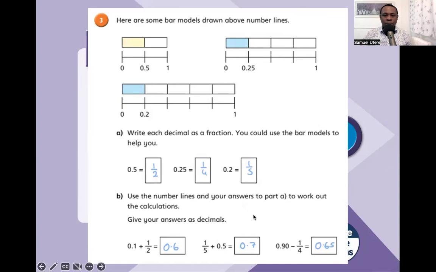And then next, you were asked to use the number lines and your answers to part A to work out the calculations. So here, we know 0.1 plus 0.5, because a half is 0.5, should be 0.6. We know 1/5, which is 0.2, plus 0.5 should be 0.7. We know 0.90 minus 0.25, because we know a quarter is 0.25, should be 0.65. If you do not know how to do this calculation, you can refer to our lessons where we have learned how to do calculations like that.